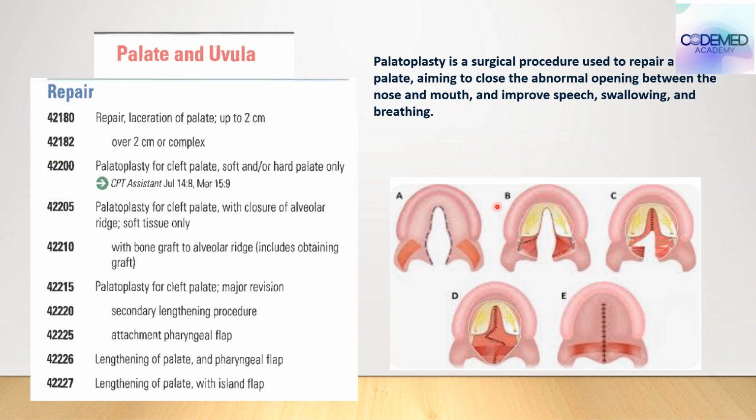So this is for the palate, and you will see that these are the codes for the palate. The terminology is palatoplasty, which we have seen earlier. It is nothing but a surgical procedure used to repair a palate, aiming to close the abnormal opening between the nose and the mouth. And you have the various codes. So pay attention to what has been done to the palate, whether they have taken the cleft palate, soft and hard palate only, while here it is for the cleft palate with closure of the alveolar ridge and soft tissue only. So the codes are very specific, and they talk very specific language.